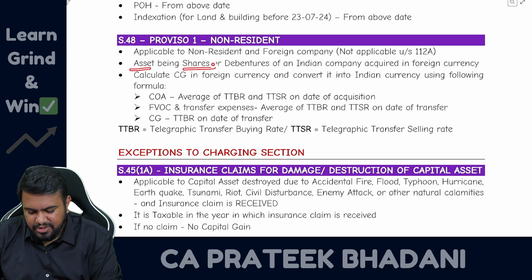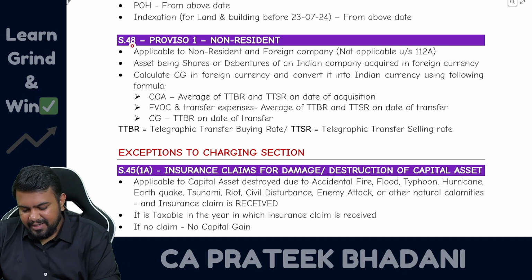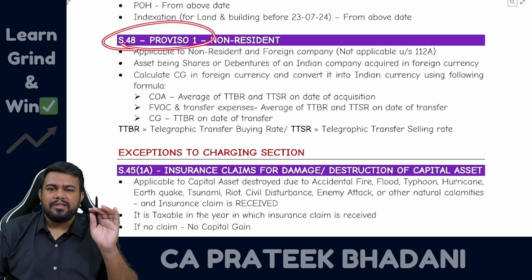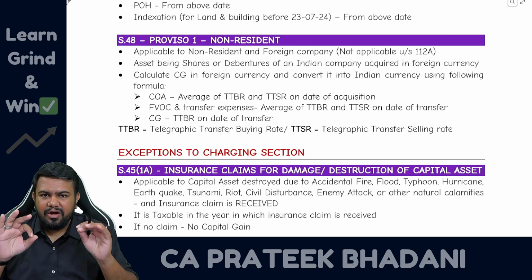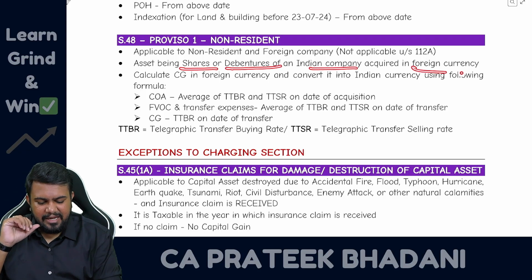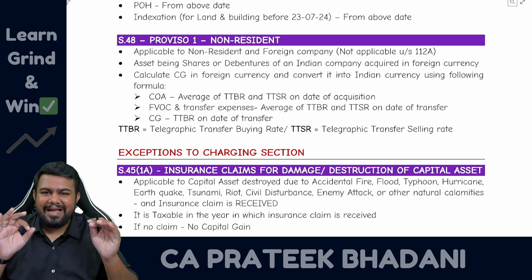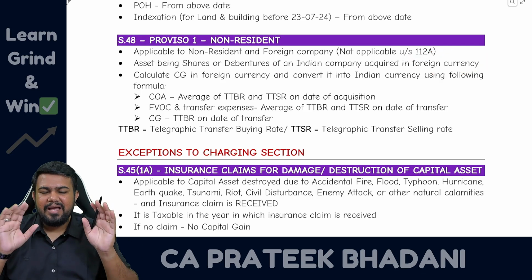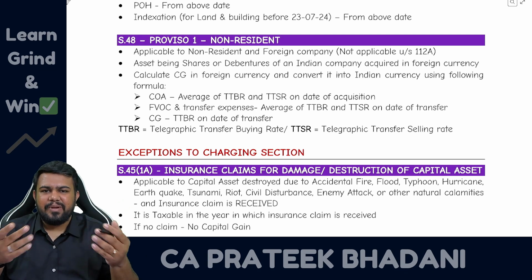Asset should be share or debenture of an Indian company acquired in foreign currency. So Kanna, what does this proviso 1 tell? No, the proviso 1 tells that if there is a non-resident, and if the non-resident has bought shares or debentures of an Indian company in foreign currency, then you know what you should do. You should calculate the capital gain also in foreign currency, and that final capital gain you have to convert into Indian currency and pay the tax.